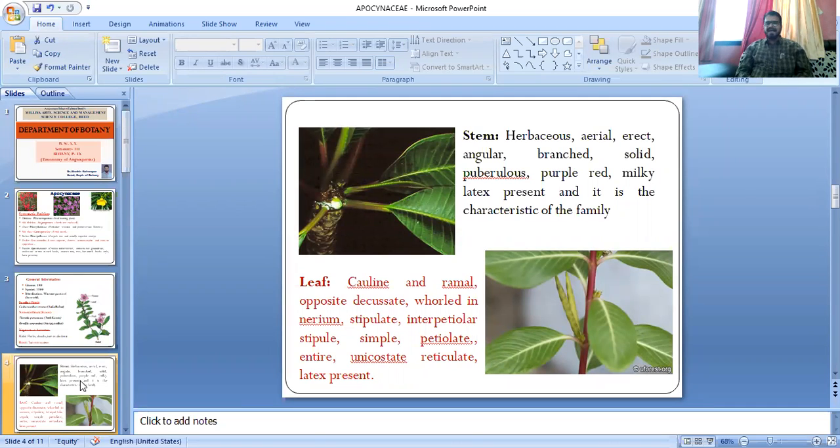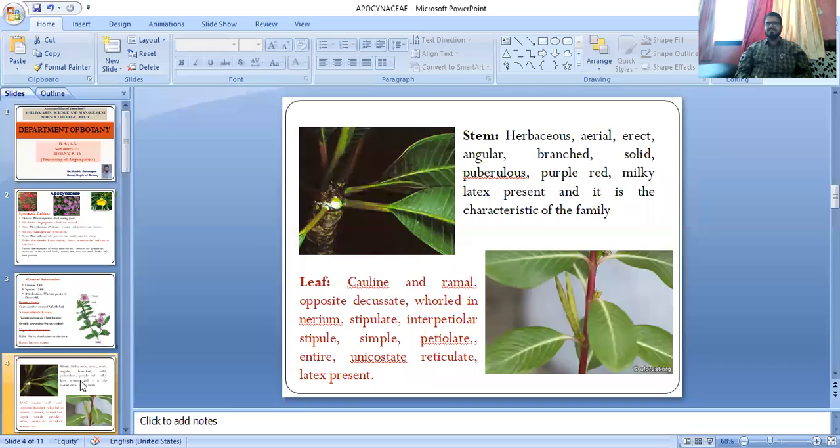अब स्टेम के अंदर क्या है? Herbaceous stem, aerial stem, erect stem, angular stem. Stem is branched, it is solid, then it is purple red or milky latex present, and it is the characteristic of family Apocynaceae. तो herbaceous stem बोले तो क्या? ये आपने देखा हुआ है.